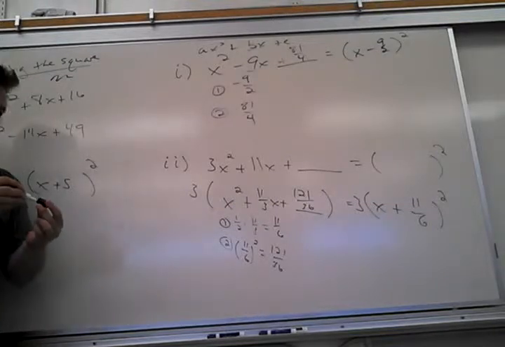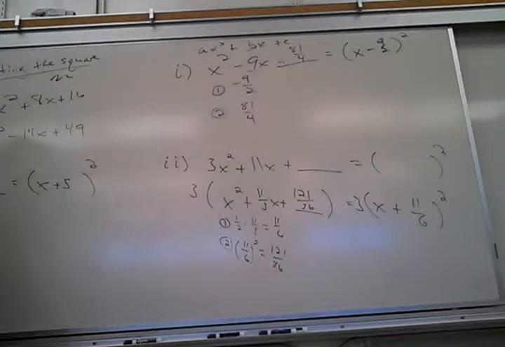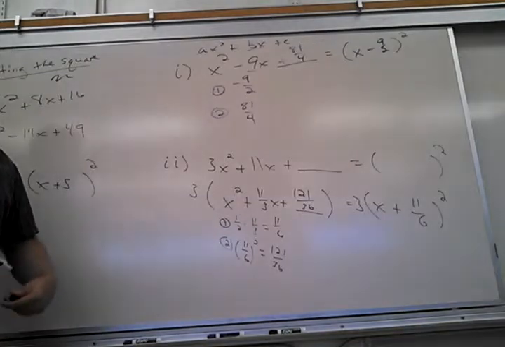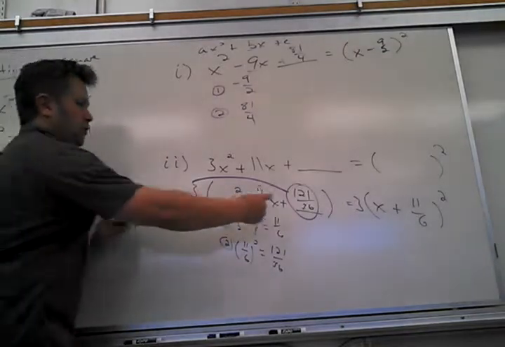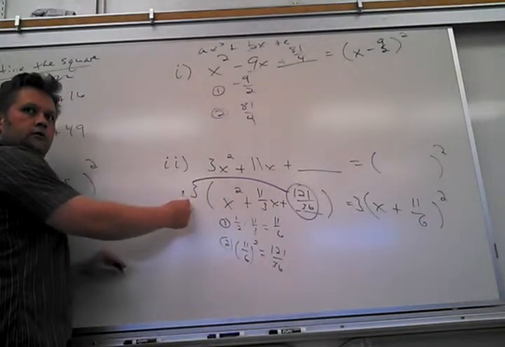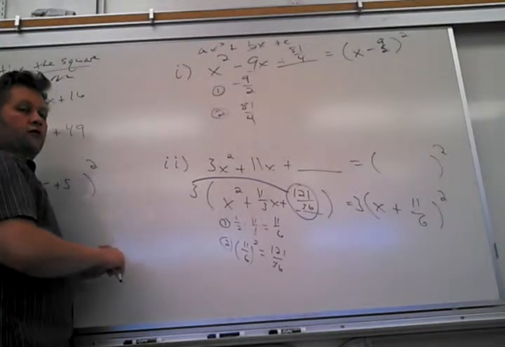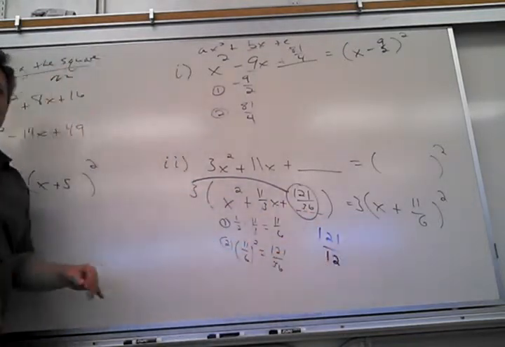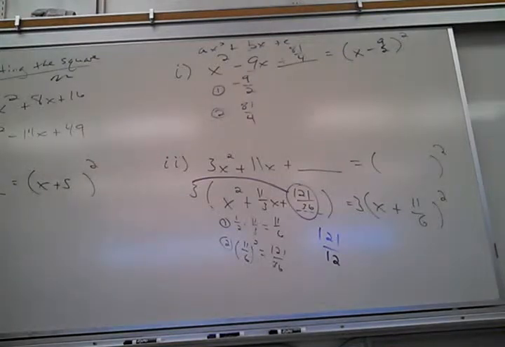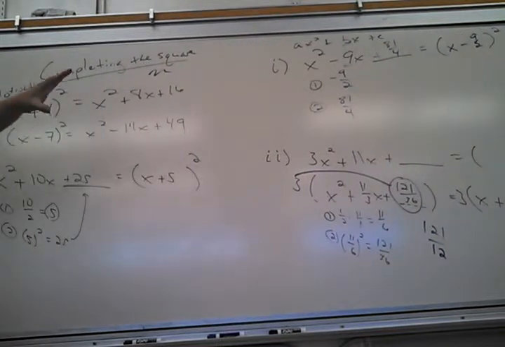Now real quick, just to lead us into the next thing, what did I actually add to this side? I did not add 121 over 36. What did I actually add to this side of the equation? I added 3 times this. Whatever number I put there is automatically multiplied by 3. So I actually added 121 over 12. That becomes very important when you do what we're actually going to do with this. This is just a review of completing the square.